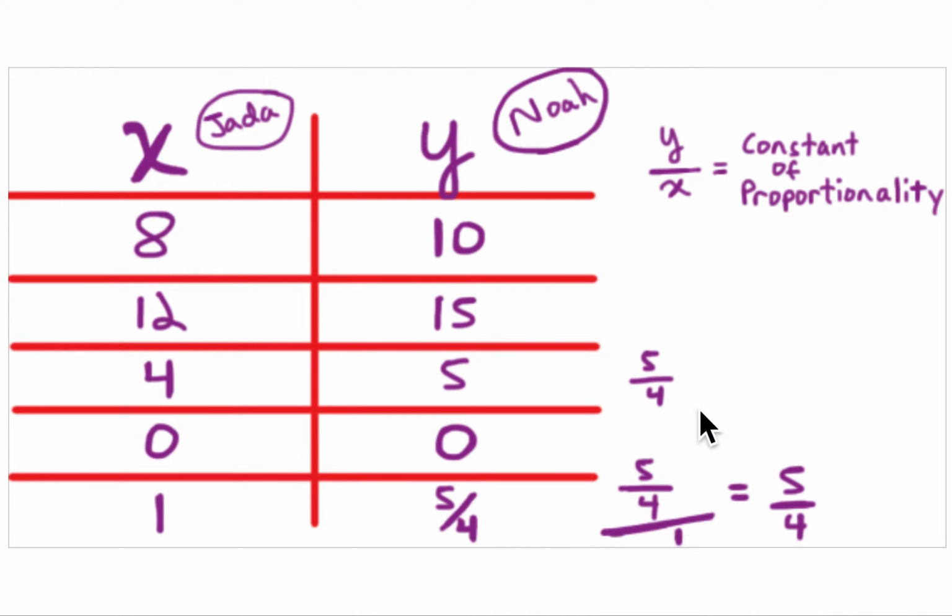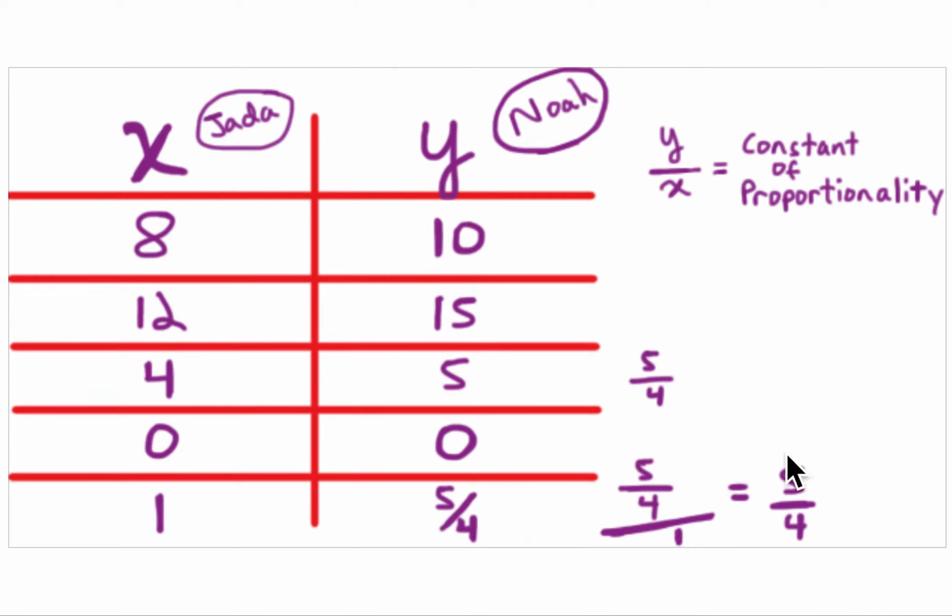And notice that if you divide 5 by 4, you get an answer of 5/4. This is always true. So you can take the 5/4 and just write it over 1. That is the fraction. And we usually just write it as 5/4. It's a little bit confusing then because these look exactly the same, but they're actually different situations. This is 5 steps that Noah took for every 4 steps that Jada takes. This is 5/4 of a step for every 1 step that Jada takes.